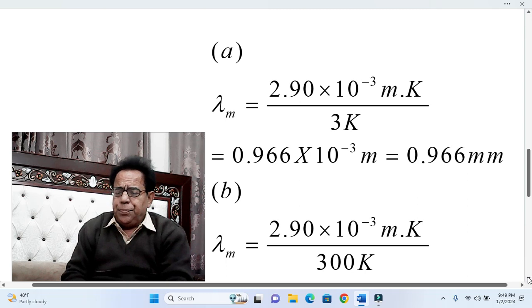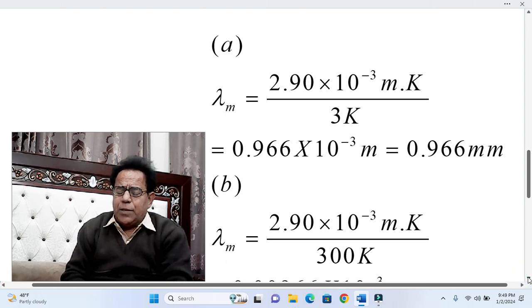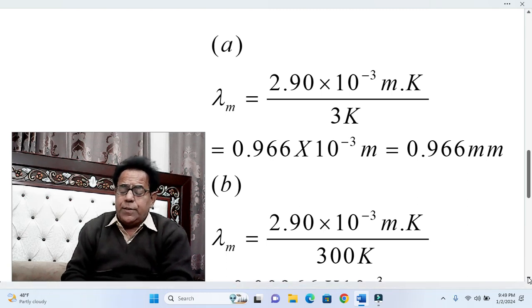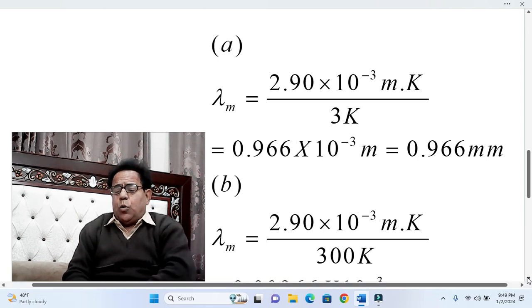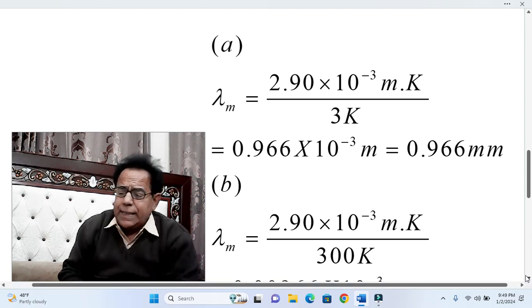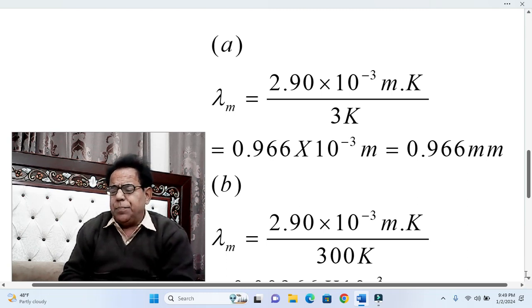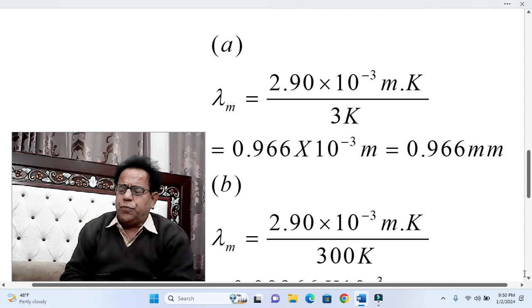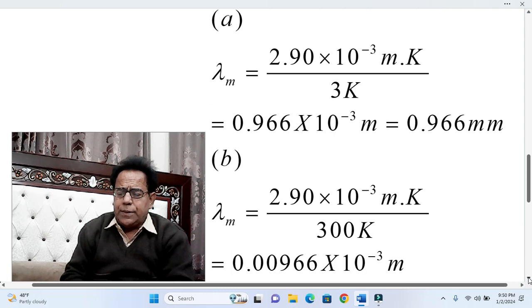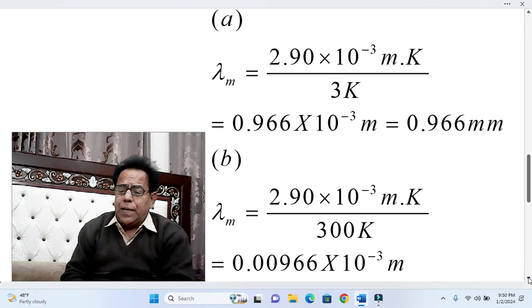In part B, T in place of 3 Kelvin is given as 300 Kelvin. So dear students, we will see that its answer will also be of similar nature, that is to say 966, but only the power of tens will differ. So we will compare after solving this part. Here peak wavelength or maximum wavelength lambda becomes equal to 2.90 into 10 raised to the power minus 3 meter Kelvin over 300 Kelvin. In place of 3 Kelvin as in part A, here is 300 Kelvin.